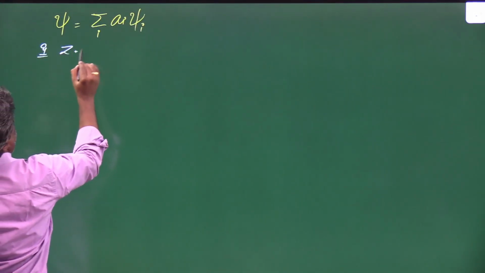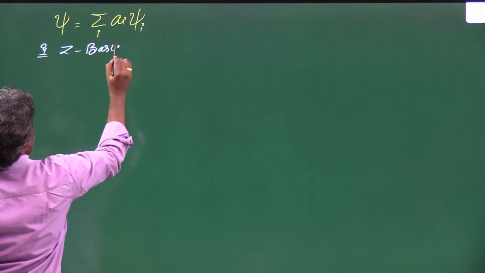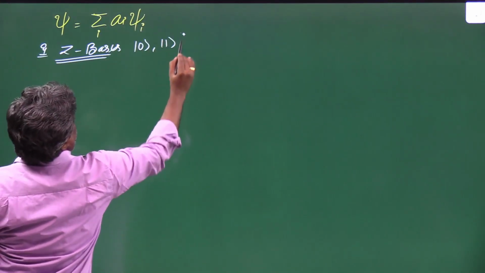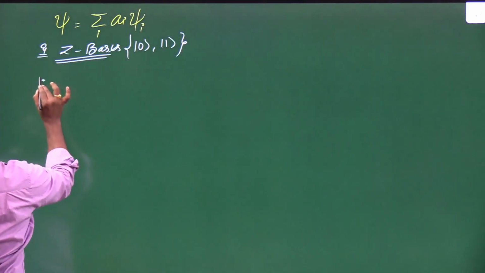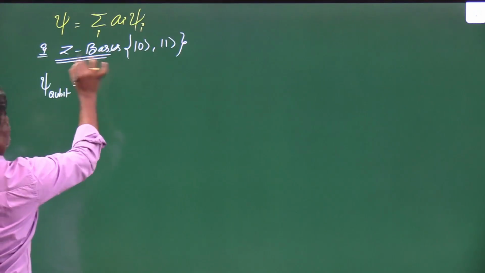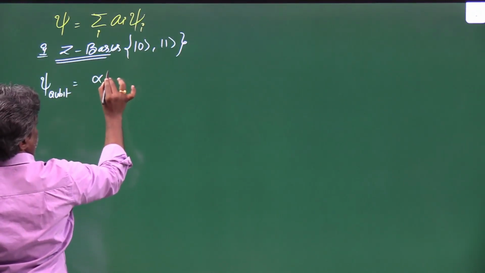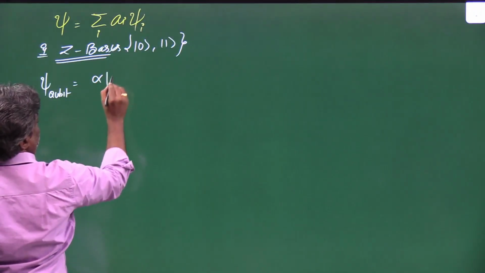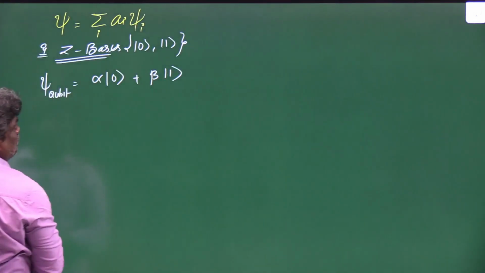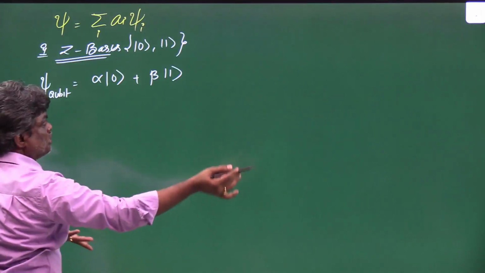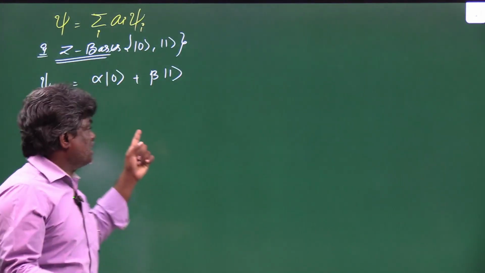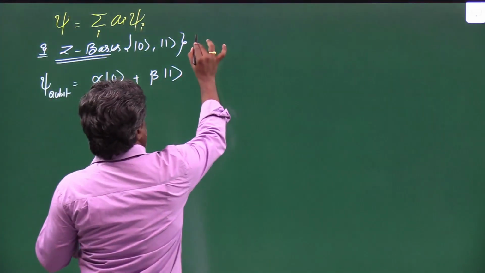Now I am taking the Z basis, that is ket 0 and ket 1. How will we write our qubit state in the Z basis? I hope you remember, that is alpha ket 0 plus beta ket 1, where alpha and beta belong to the complex numbers. That is a1 psi 1 plus a2 psi 2. Is it clear, sir?